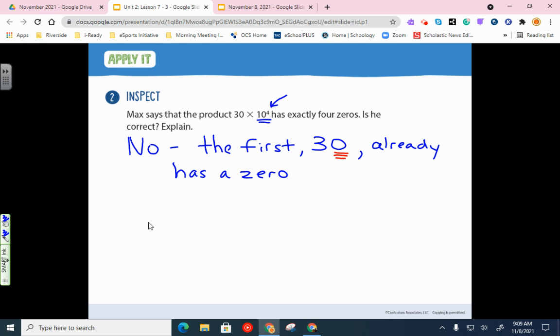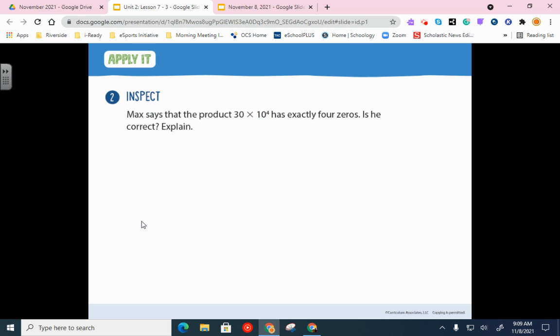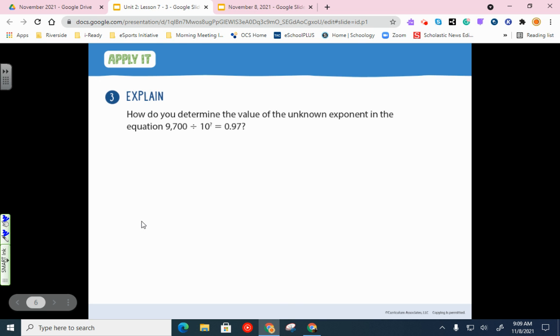So again, be careful with that if there's ever a question like that. Let's look at 3. How do you determine the value of the unknown exponent in the equation 9,700 divided by 10 to the question mark if it equals 97 hundredths?